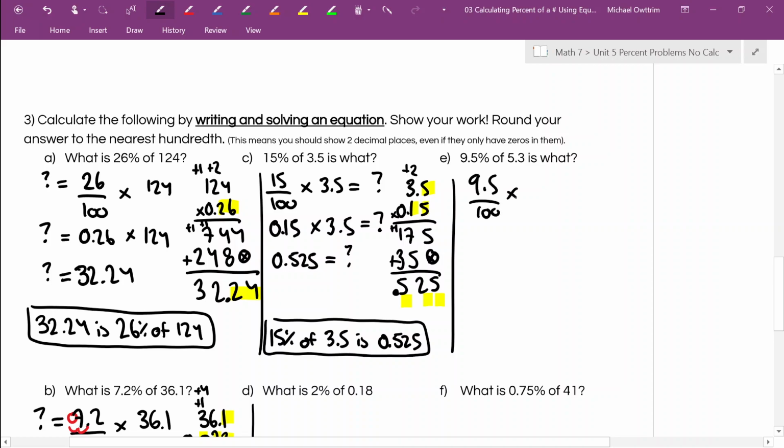9.5% of 5.3 is what? Again, convert to decimal. 0.095 times 5.3 equals our question mark. We need to go ahead and multiply.